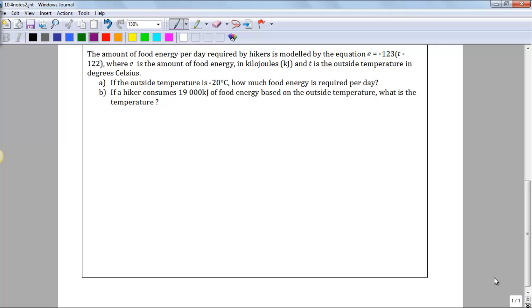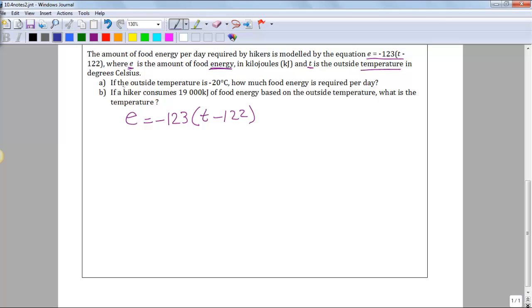So it says, the amount of food energy per day needed by hikers is modeled by the equation E equals negative 123 bracket T minus 122. So I'm going to write that again down here. E equals negative 123 bracket T minus 122. Now E is the amount of food energy. That makes sense. And T is the temperature. That makes sense. So let's look at A.